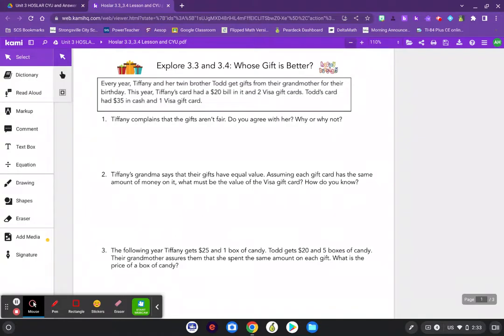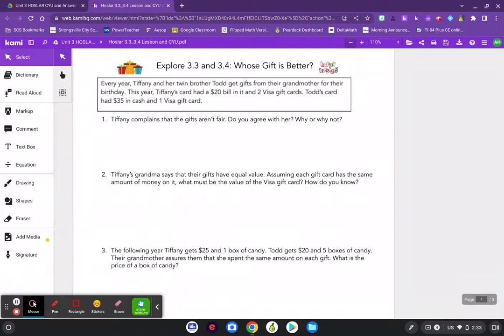It says every year, Tiffany and her twin brother Todd get gifts from their grandmother for their birthday. This year, Tiffany's card has a $20 bill in it and 2 Visa gift cards. Todd's card has $35 in cash and 1 Visa gift card. So Tiffany complains that the gifts aren't fair. Do you agree with her? Why or why not?